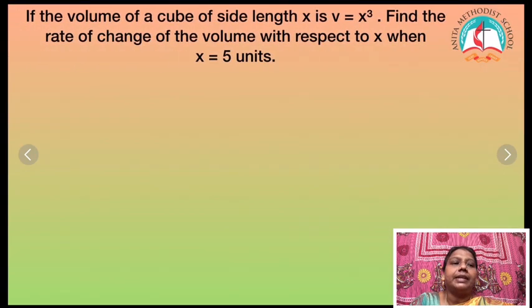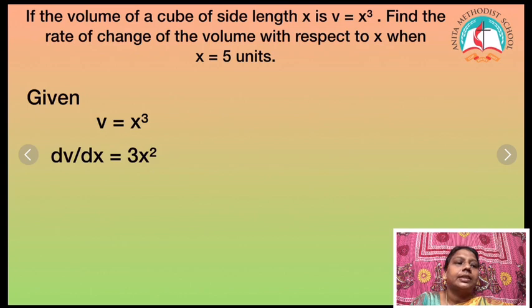Now one more problem. If the volume of a cube of side length x is v is equal to x cube, find the rate of change of the volume with respect to x when x is equal to 5 units. What we have to find out is the rate of change, so I have to differentiate it. Given is the equation v is equal to x cube. I differentiate with respect to x, so dv by dx equals 3x square. Now substitute x is equal to 5: 3 into 5 square, that is equal to 75. That is the answer we need to get.